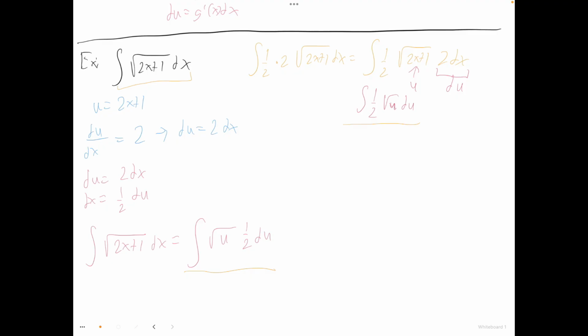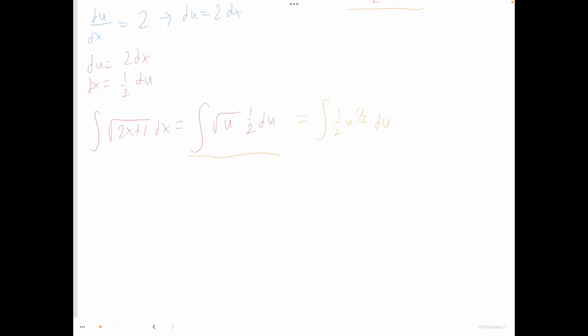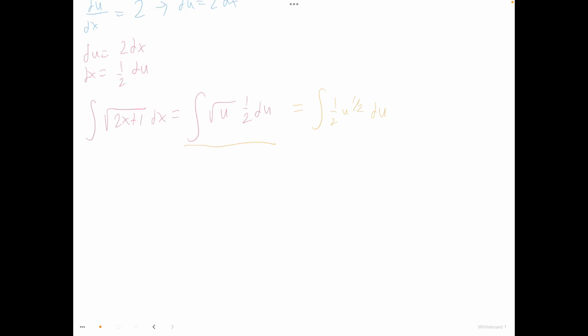And so now we want to compute this. Well, this is the integral of 1/2 u to the 1/2 du. And so we want to compute that antiderivative. Well, this is going to be 1/2 u to the 3/2 divided by 3/2 plus c. So we have 1/2 times 2/3 u to the 3/2 plus c. So we get 1/3 u to the 3/2 plus c.